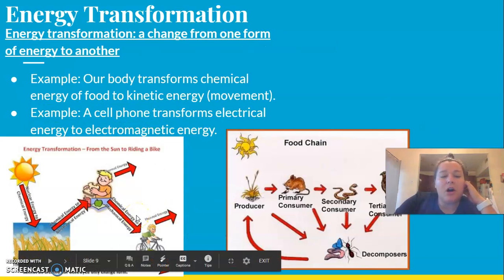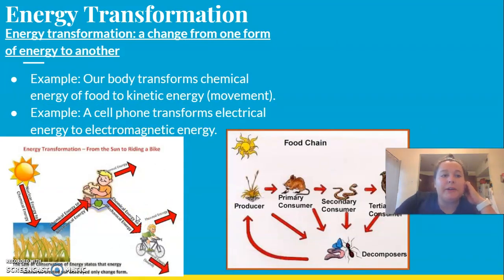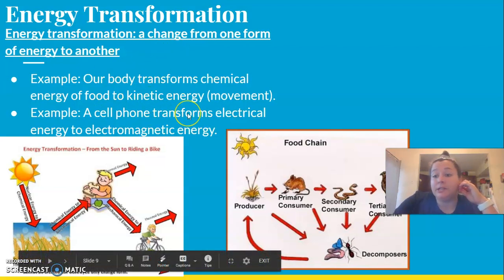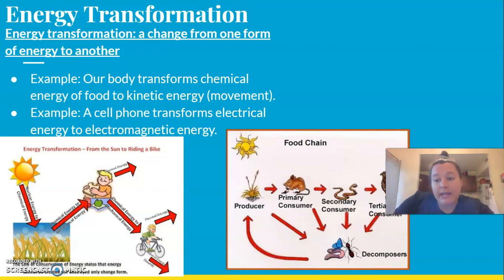All right, and this is called energy transformation, when energy changes its form from one form of energy to another. For example, our body is able to transform food, or chemical energy, into kinetic energy that's used for motion. We also have our cell phone that transforms electrical energy into electromagnetic energy. So energy always just transfers from one object to the next. So you need energy to be able to have energy, basically.